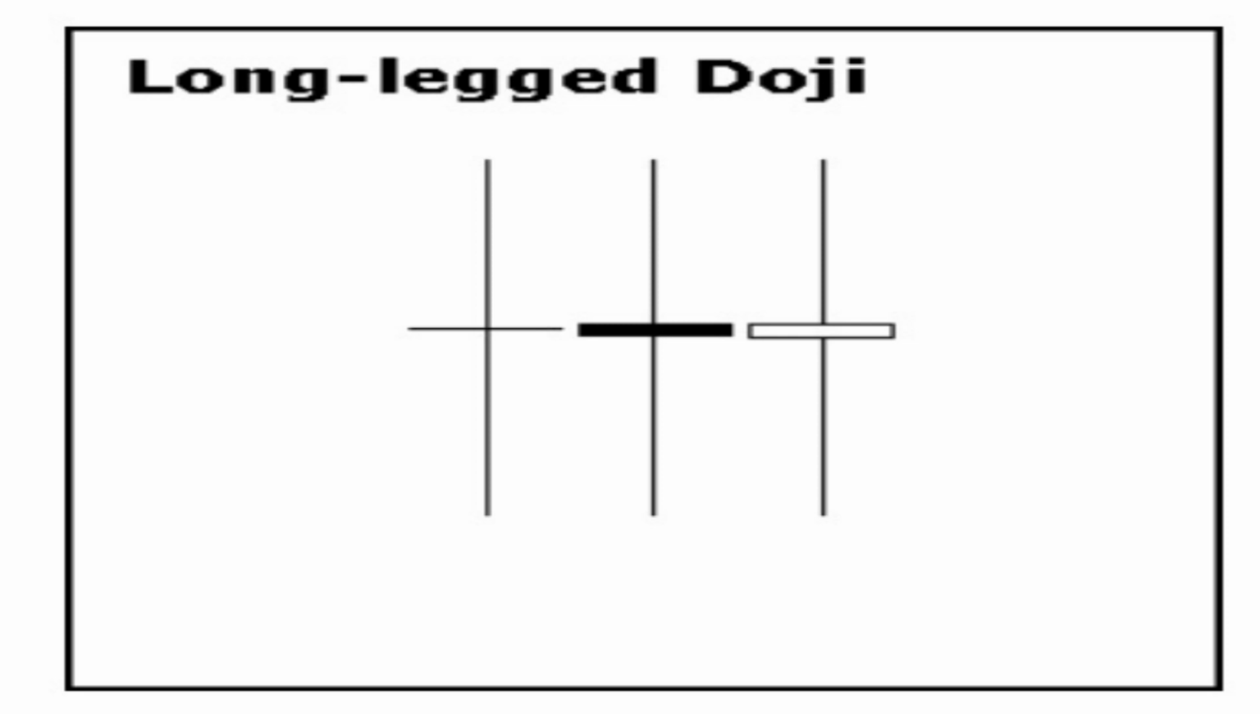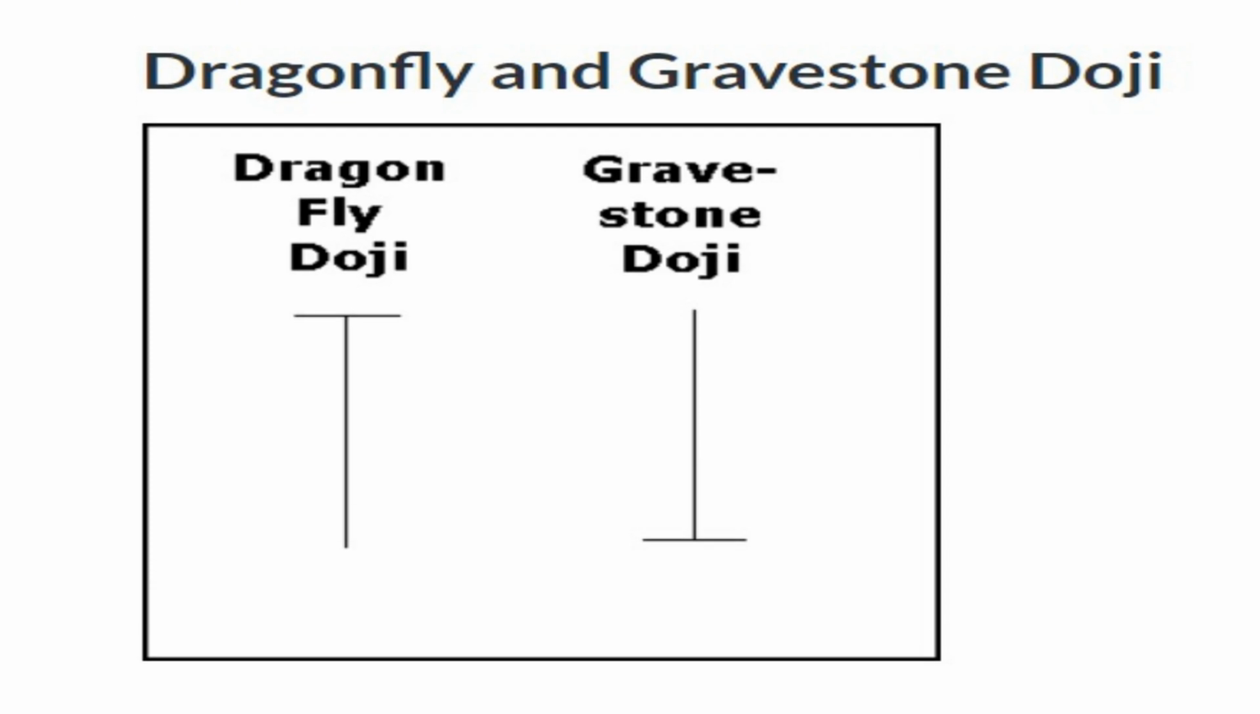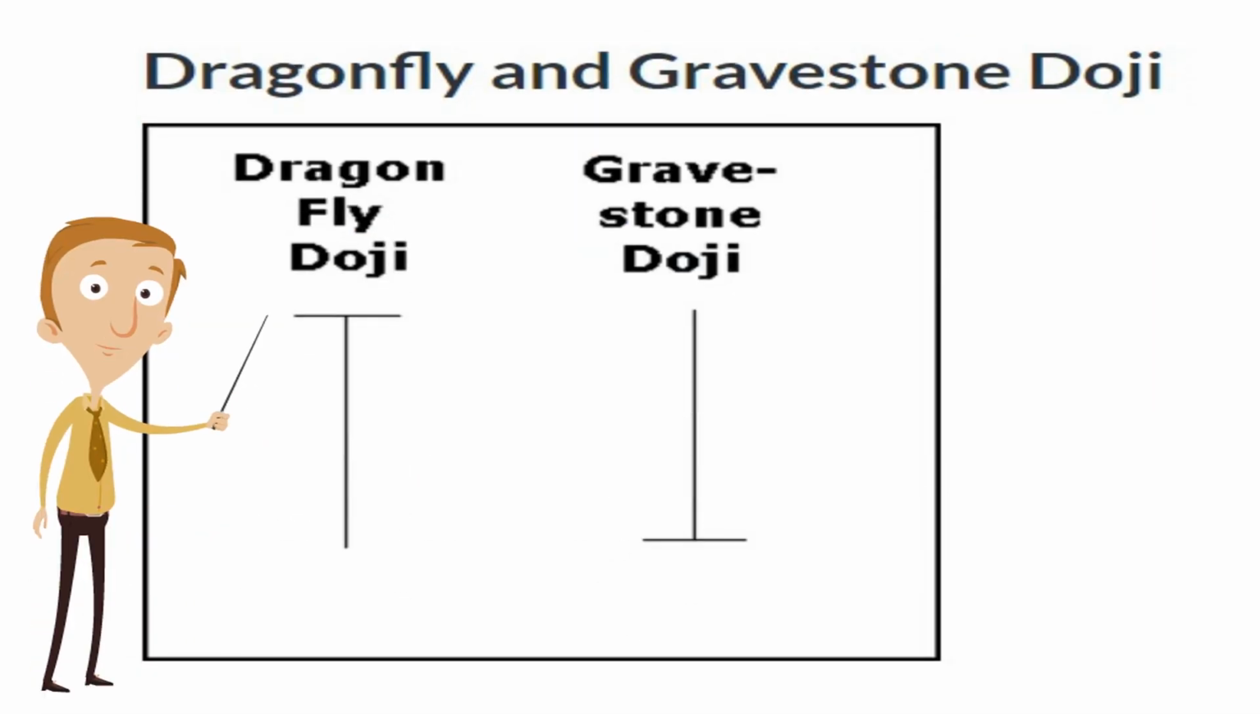Dragonfly and Gravestone Doji. Dragonfly Doji. Dragonfly Doji form when the open, high and close are equal and the low creates a long lower shadow. The resulting candlestick looks like a T due to the lack of an upper shadow. Dragonfly Doji indicate that sellers dominated trading and drove prices lower during the session. By the end of the session, buyers resurfaced and pushed prices back to the opening level and the session high.